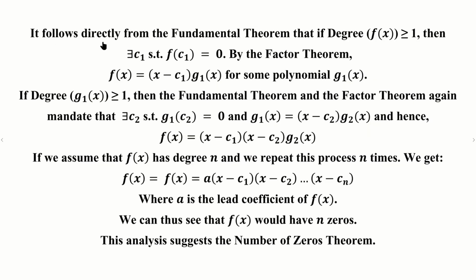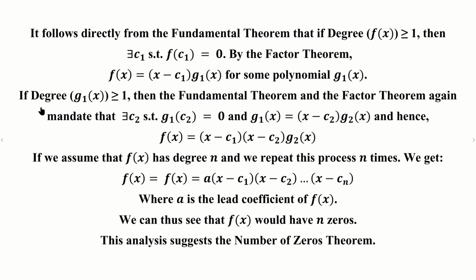Now, if you just think of what we just learned, it follows directly from that if the degree of a function f of x is greater than or equal to 1, then there's going to be some complex constant c1, such that f of c1 is 0, right? Now, by the factor theorem, that means that x minus c1 is going to be a factor of f of x. So we're going to have quantity x minus c1 times g1 of x for some polynomial g1 of x, right? Now bring your attention to this g1 of x.